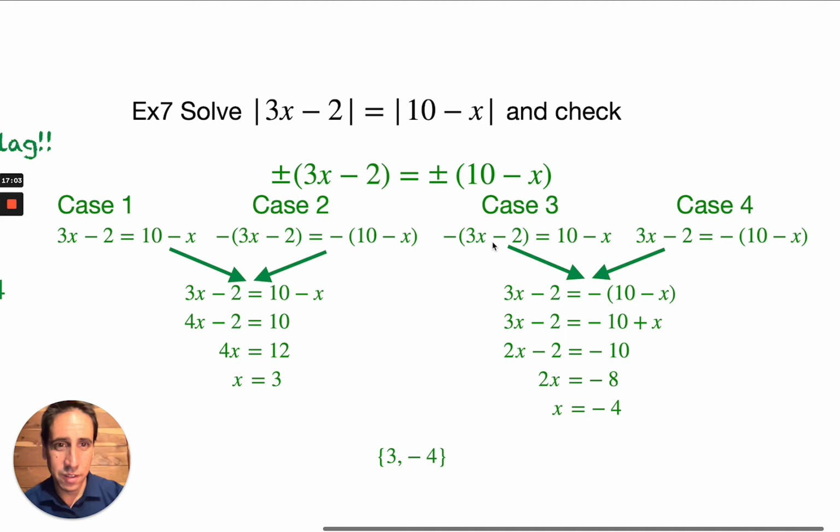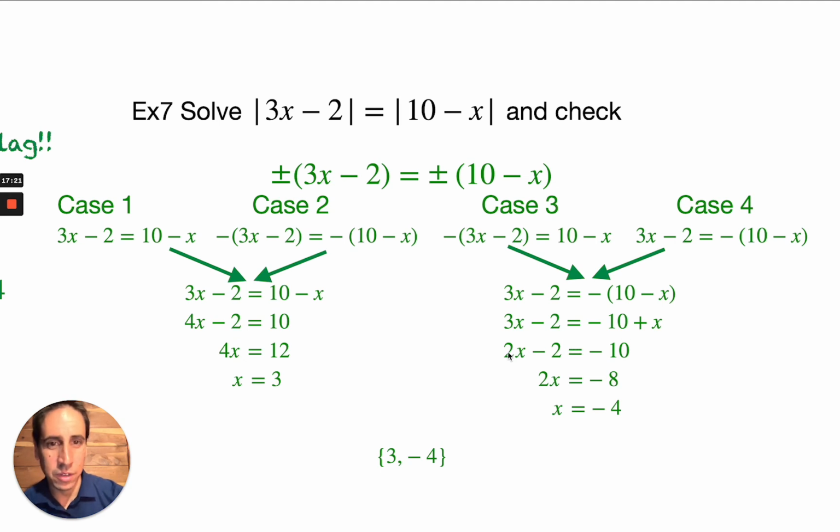If the left is negative in case 3, you can multiply both sides by -1 and actually get a duplicate of case 4. So they both converge on this equation right here. 3x minus 2 is equal to negative, and then 10 minus x. Distribute the negative, you get this.